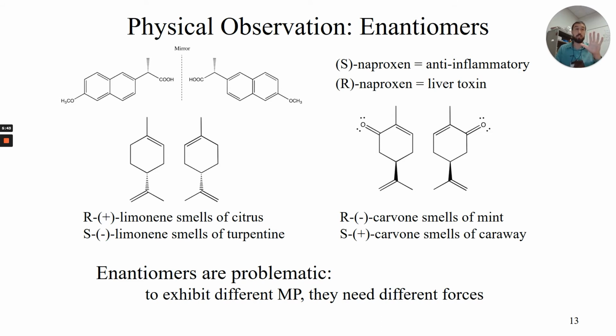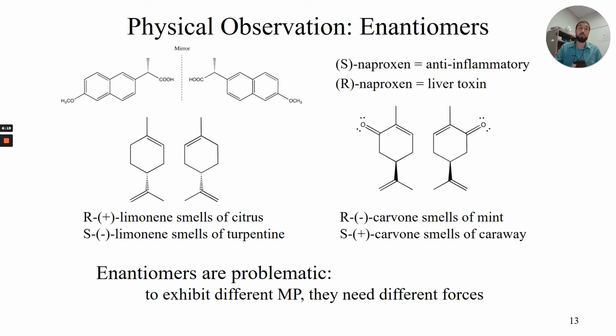So for instance, if I had a bunch of right hands, I could layer a bunch of right hands next to each other. If I had a bunch of left hands, I could layer the left hands next to each other. If I compared between those, the stacks would look like mirror images. It's the same interactions in both cases. But if I brought the right hand and tried to layer it with a left hand, now it's going to be different interactions. Okay, so enantiomers are problematic because within a set, they're identical intermolecular forces. So you get the same melting point.